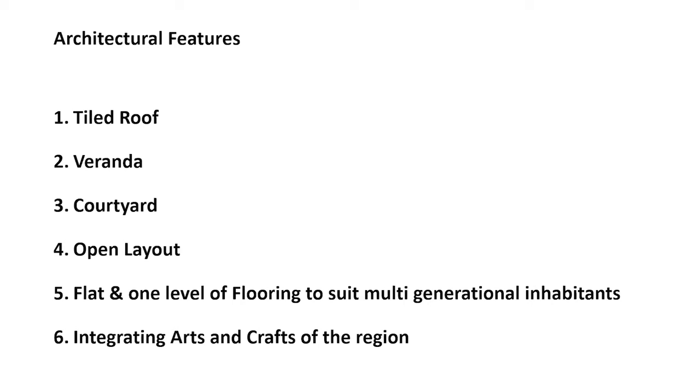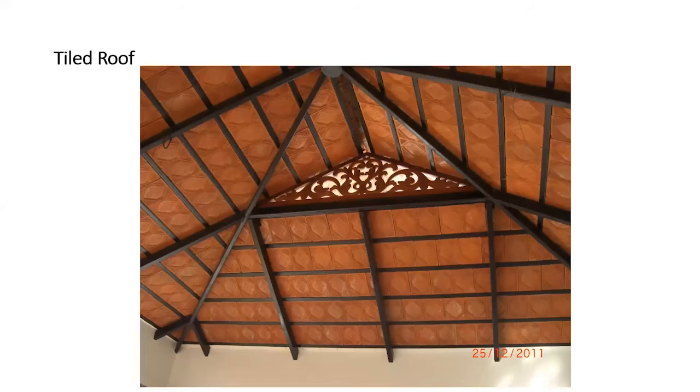Which is basically tile roofs, verandas, courtyards, open layout, and suitable for multi-generational inhabitants, incorporating art and craft of the region. Because art is very important to keep us culturally connected to the past. So these are some examples of architecture which are in practice. These are real houses.